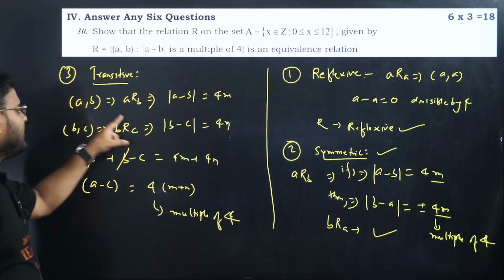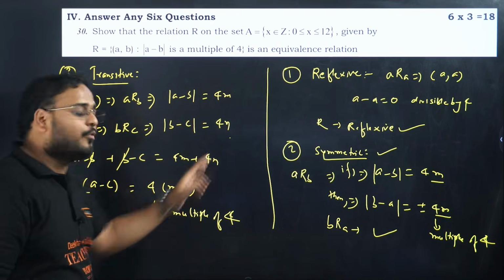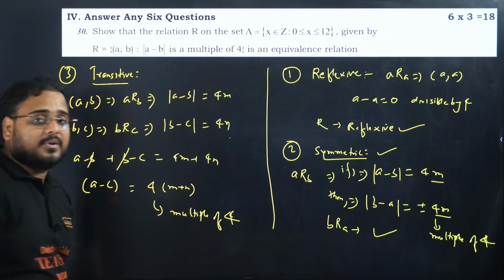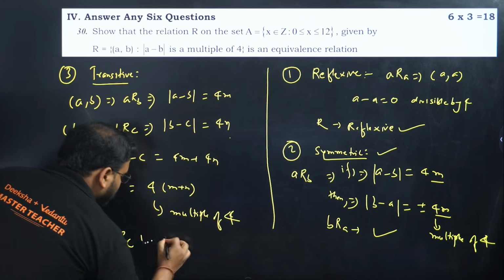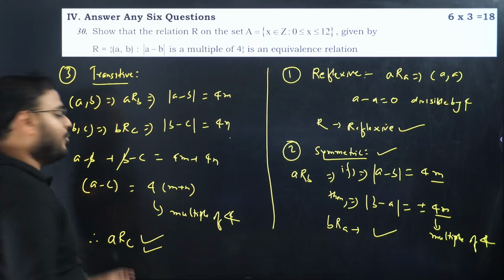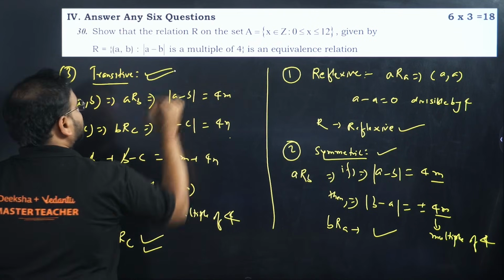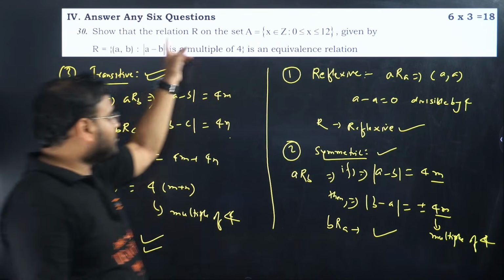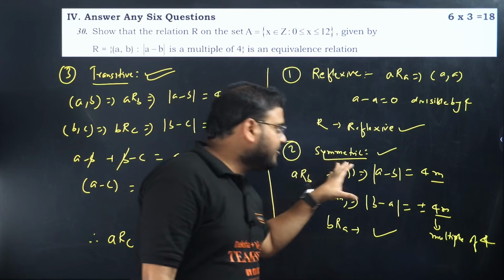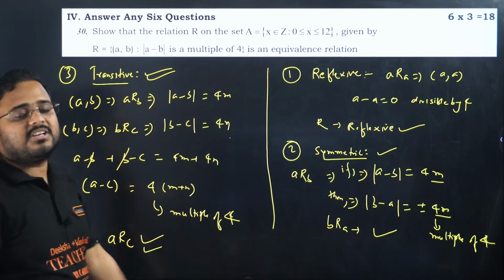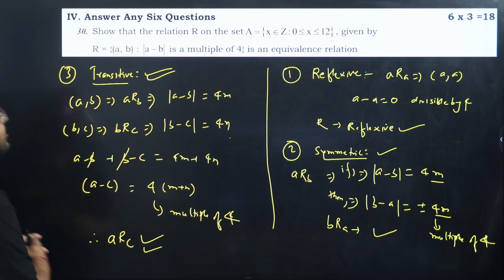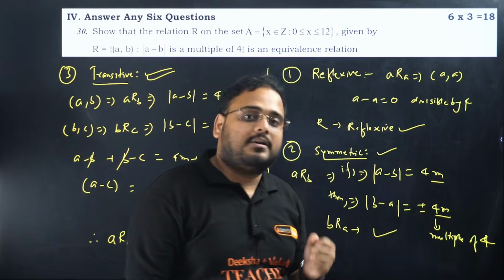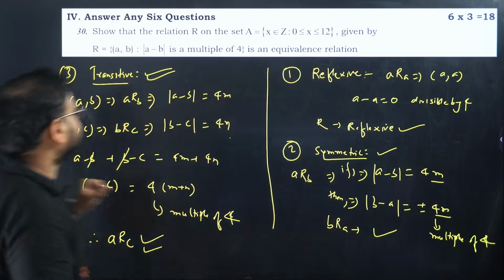So a minus b is a multiple of 4, b minus c is a multiple of 4, then a minus c will also be a multiple of 4. Therefore, the ordered pair (a, c) holds true. Hence, the given relation is transitive as well. So we have got the given relation R as reflexive, symmetric, and transitive. So the relation is going to be an equivalence relation, a 3-marker question. Done. I hope you understood this concept.